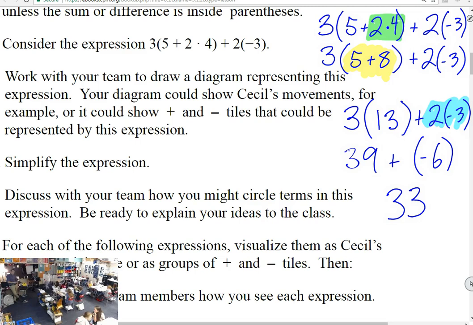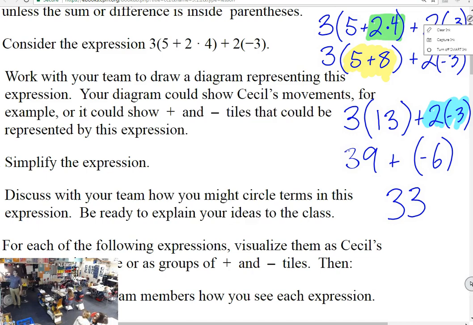Could we diagram this out, do you think? Could we make a model? Yeah, it'd be a little bit more complicated because we have 2 sets of 4 and 5 more. And that set, we have 3 of those sets, but it'd be a little complicated, but we could do this.